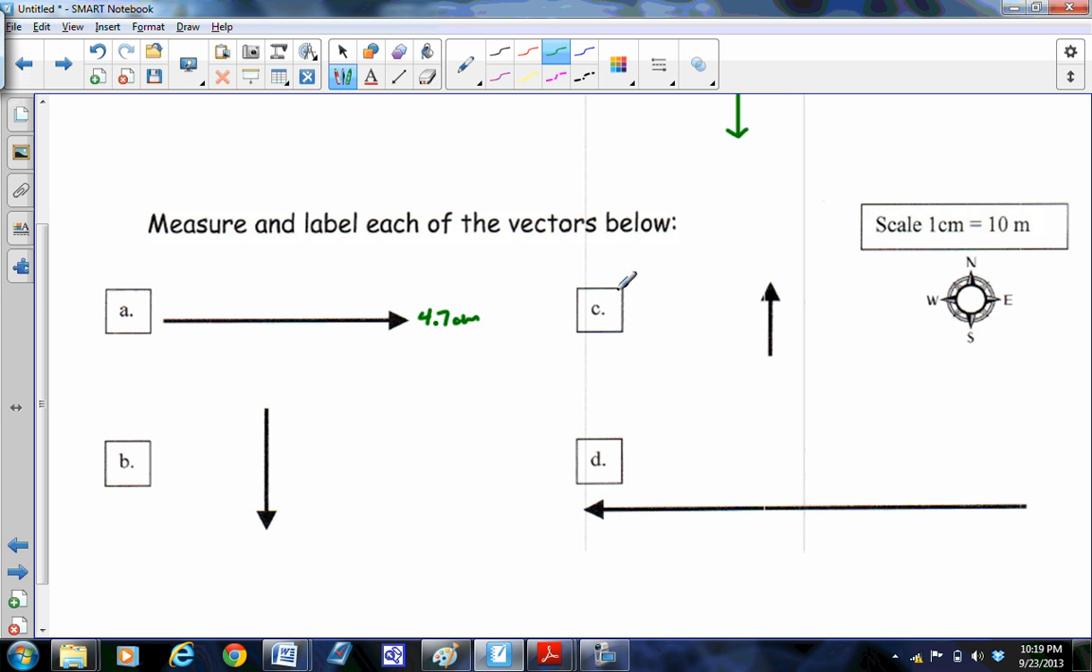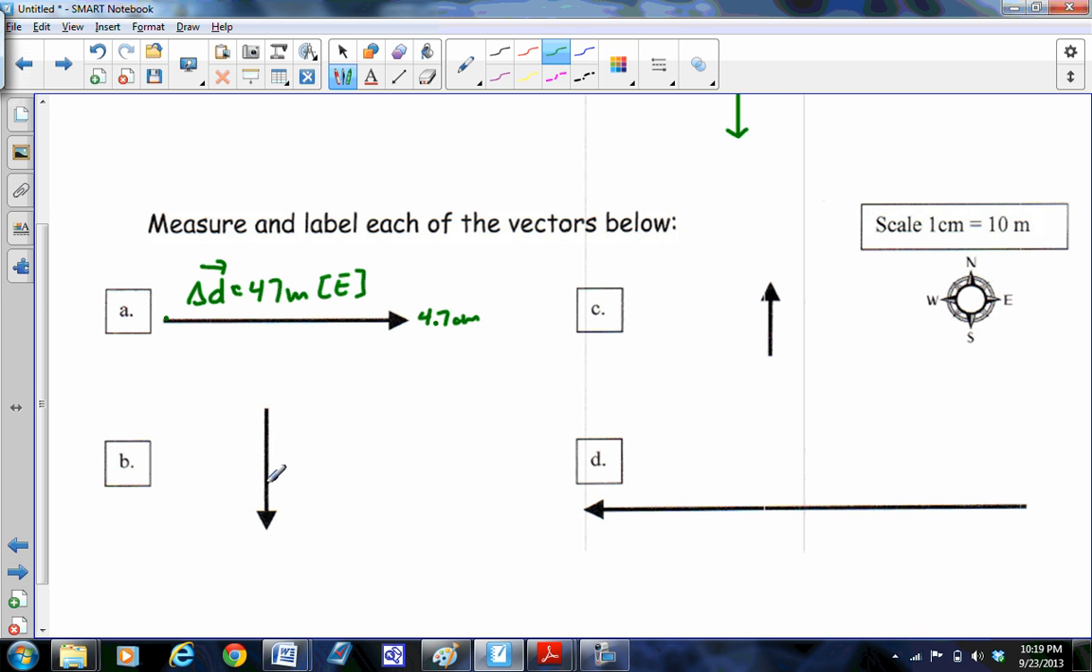And according to my scale over here, 1 centimeter is 10 meters. So 10 meters times 4.7 gives me 47 meters. So I'm going to write this down like this. My displacement, my change in position, I went from here to here, is 47 meters. And the arrow is going this way, according to my compass, is east. So I put east in square brackets.